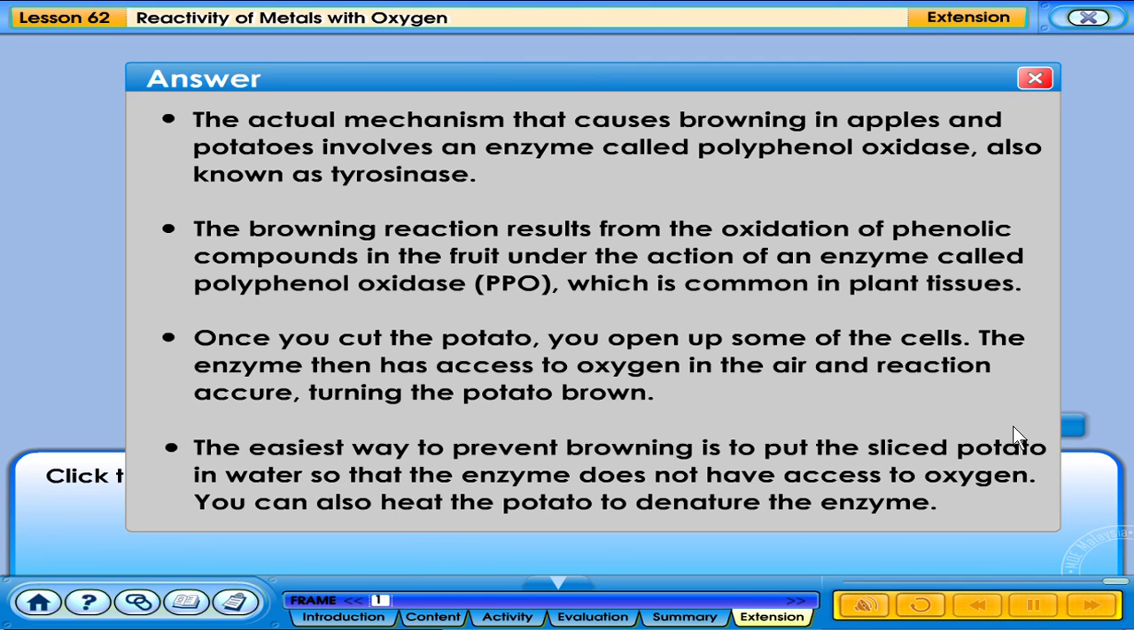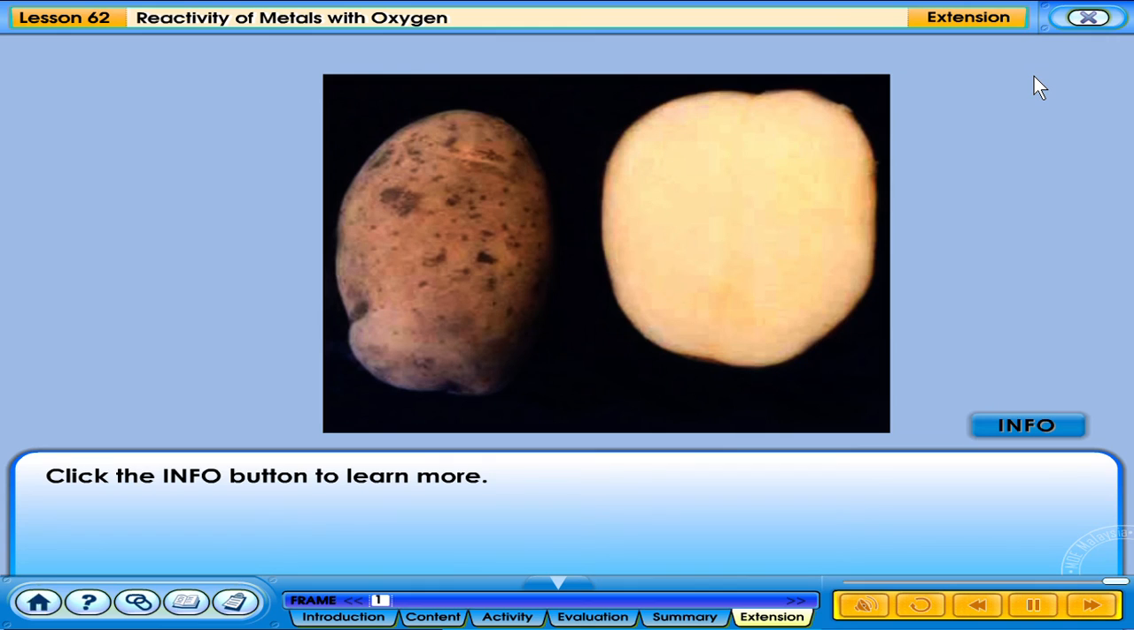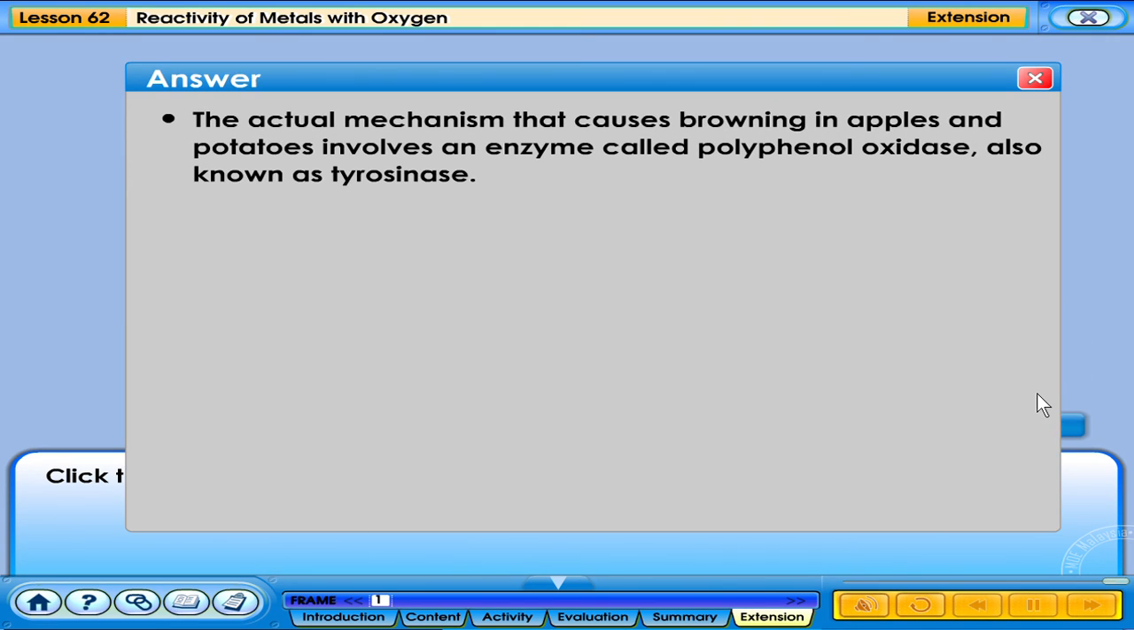The easiest way to prevent browning is to put the sliced potato in water so that the enzyme does not have access to oxygen. You can also heat the potato to denature the enzyme. The actual mechanism that causes browning in apples and potatoes involves an enzyme called polyphenol oxidase.